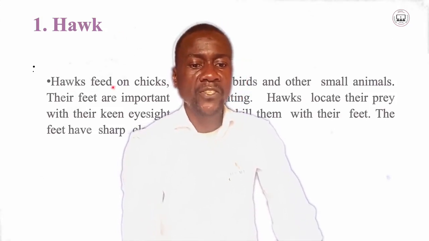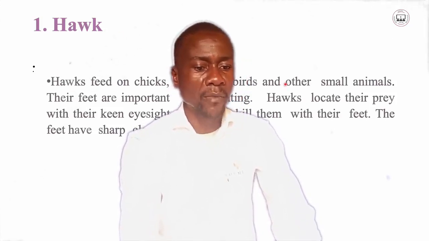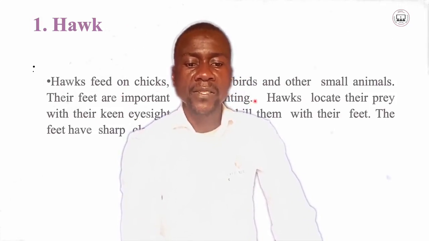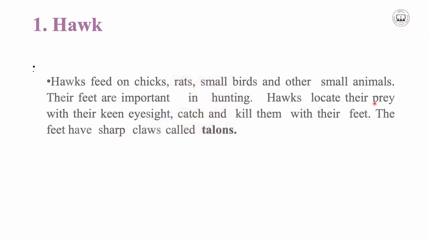So these hawks, they feed on chicks, large and small birds, and other small animals. Their feet are important in hunting. Hawks locate their prey with their keen eyesight, which they can use to see very far distances. And they catch and kill their prey with their feet. The feet have sharp claws called talons. So that could be the explanation on the hawk.